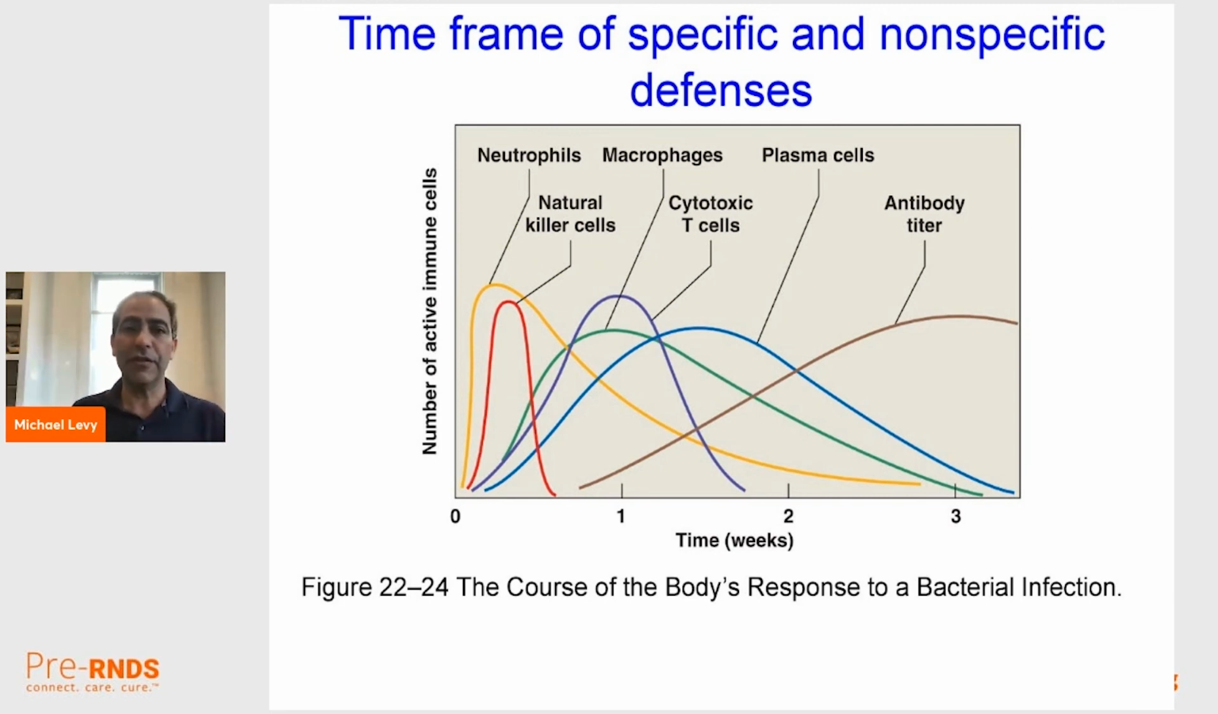So that's it, folks. In 15 minutes, you got the basics of all of immunology. Now, obviously, there's a lot more to it when things go wrong, but that's basically how the immune system works.